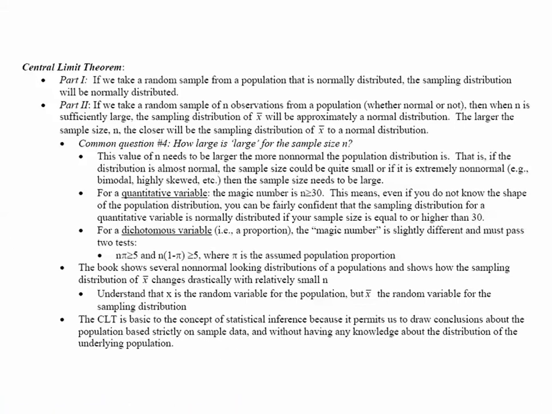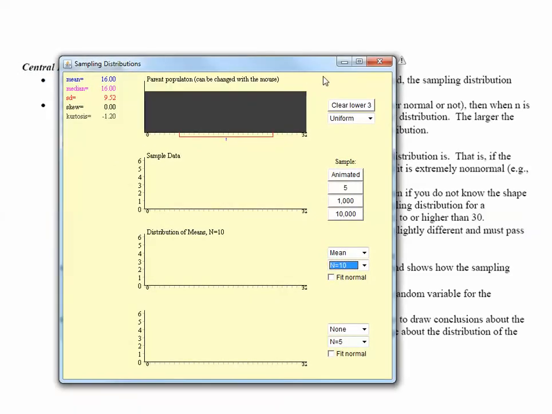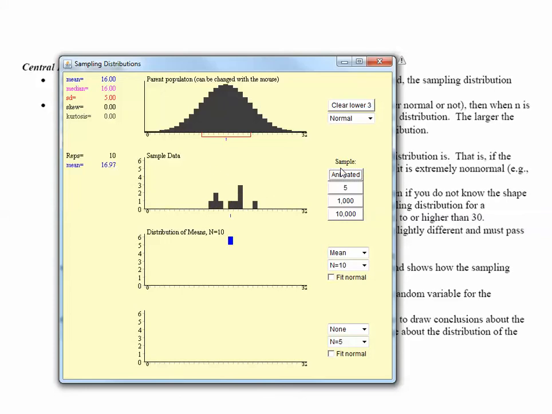Let's take a look at an example in this case. Let's say that we have a normally distributed population and we draw a sample from that population of sample size 10, and let's see what happens there. There's our first sample and the mean of the first sample, and let's do this 1,000 times. We can see that our population is normally distributed and our sample is also normally distributed.